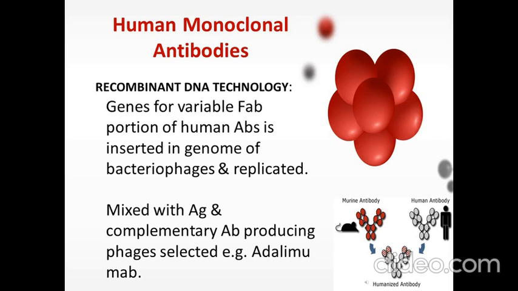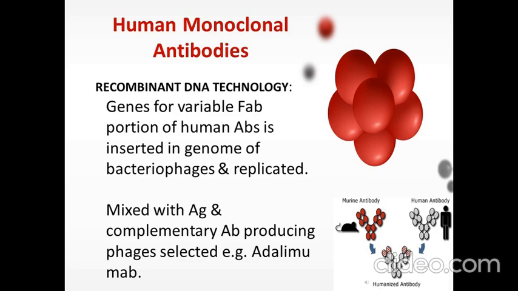Once a mouse monoclonal antibody has been constructed using the traditional method of hybridoma technology, DNA encoding the antigen binding portion of the antibody molecule can be isolated and fused to human DNA that encodes an antibody. Then the hybrid DNA is inserted into a bacterium, which produces half mouse, half human monoclonal antibodies. The antibodies made by this method are less likely to induce an anti-antibody response when given to humans.